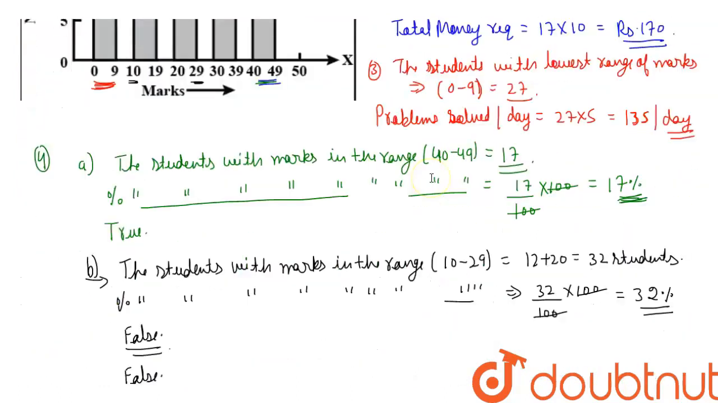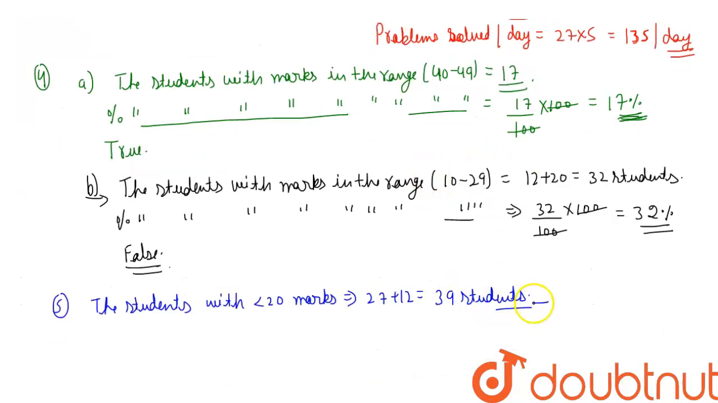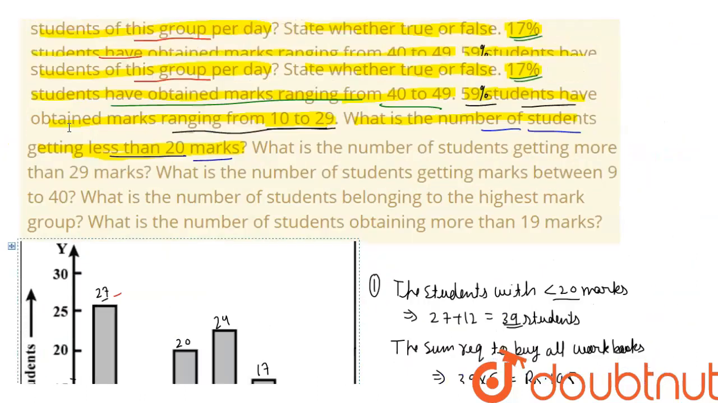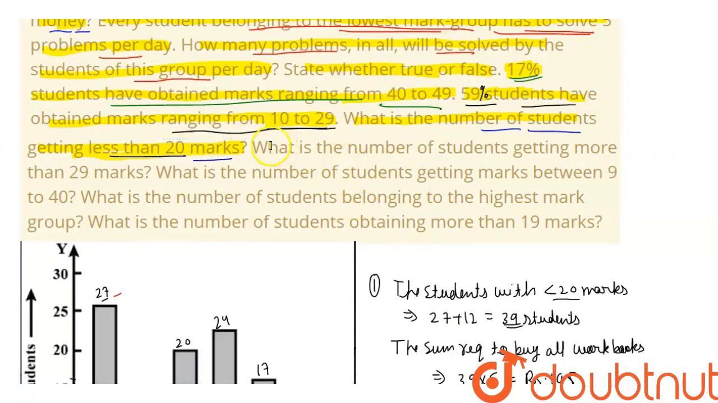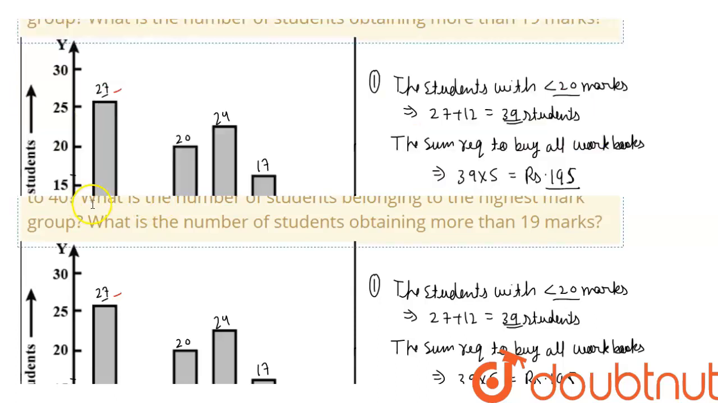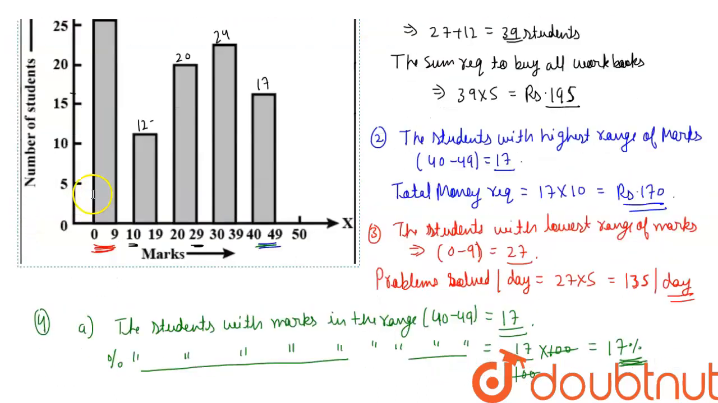So those students are 39 in number. Now after this we are going to focus on the next question. In the next part of the question, they have asked what is the number of students getting more than 29 marks. So now we need to focus on those who are getting more than 29 marks. The students who are getting more than 29 marks would be, from this graph, 24 plus 17.